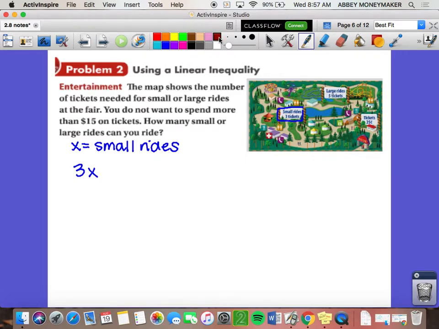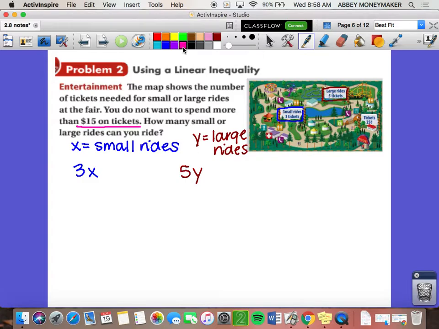And now we also notice that large rides cost 5 tickets. So let's say that that's Y. So large rides are Y. So that's going to be 5 tickets for every large ride that you go on. Now, you said in the problem you cannot spend more than $15 on tickets.